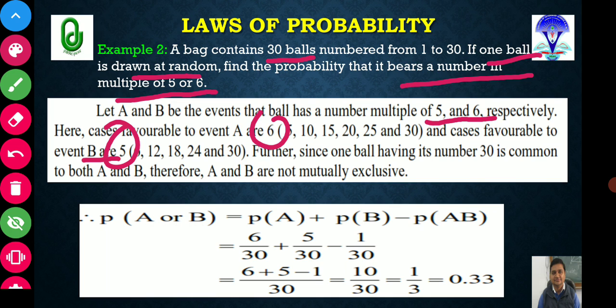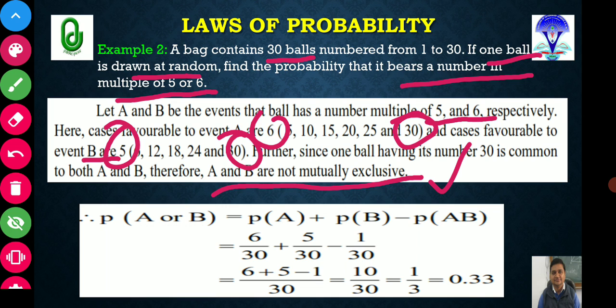Now from this question we have to find whether these events are mutually exclusive or non-exclusive. So you can see in these events, 30 is common in both the events. It is both a multiple of 5 and a multiple of 6. So that is why A and B are not mutually exclusive events. In this manner, you have to find from the question whether our question explains mutually exclusive events or mutually non-exclusive events.